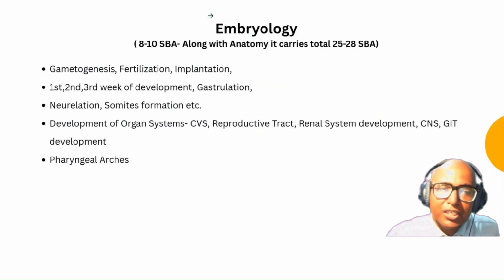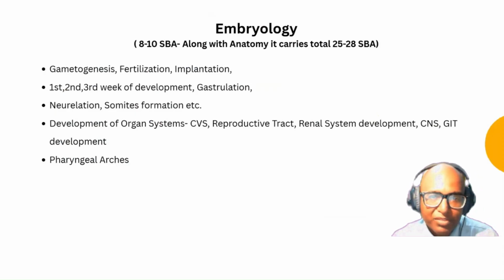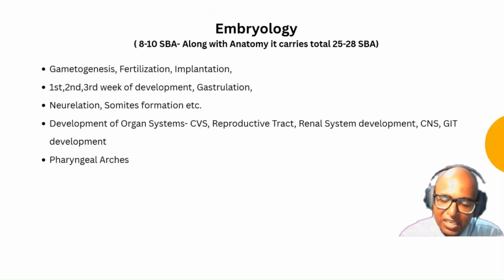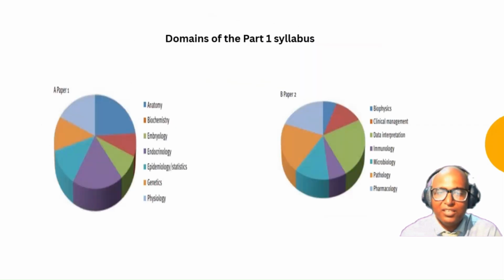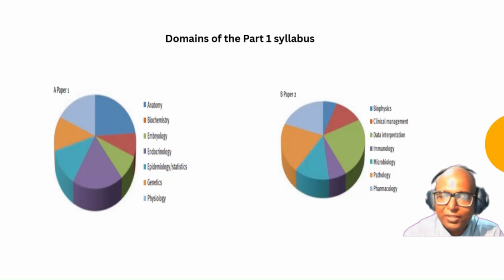In embryology, gametogenesis, fertilization, implantation, first 3 weeks of the development, that is the general embryology. Concept of gastrulation, neurulation, somite formation, development of the organ systems, that is systemic embryology, in which cardiovascular system, reproductive tract, renal system development, CNS, GIT development, pharyngeal arches. These are the different concepts which are tested. The same as what we have discussed before, this is the pie diagram for paper 1 and paper 2, showing the percentages.